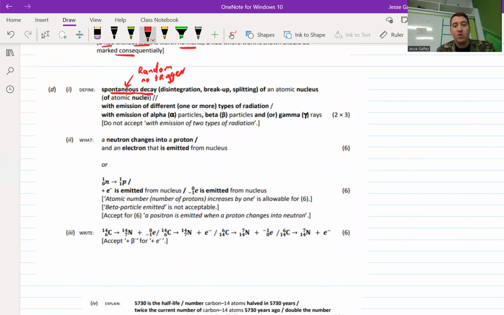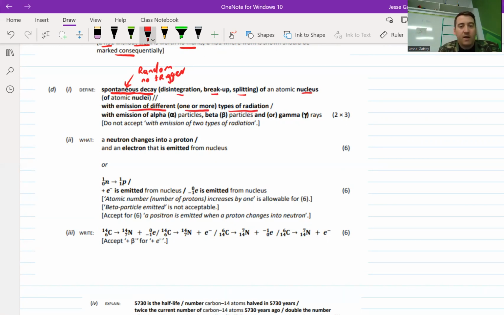So some atoms just break down all of a sudden. It's very hard to predict when any particular atom is going to break down, but it does happen periodically, just randomly. So spontaneous decay of, instead of decay, you could say disintegration, breaking up, or splitting of a nucleus. So spontaneous breakdown of a nucleus with emission of different types of radiation, or you might have said of one or more types of radiation.